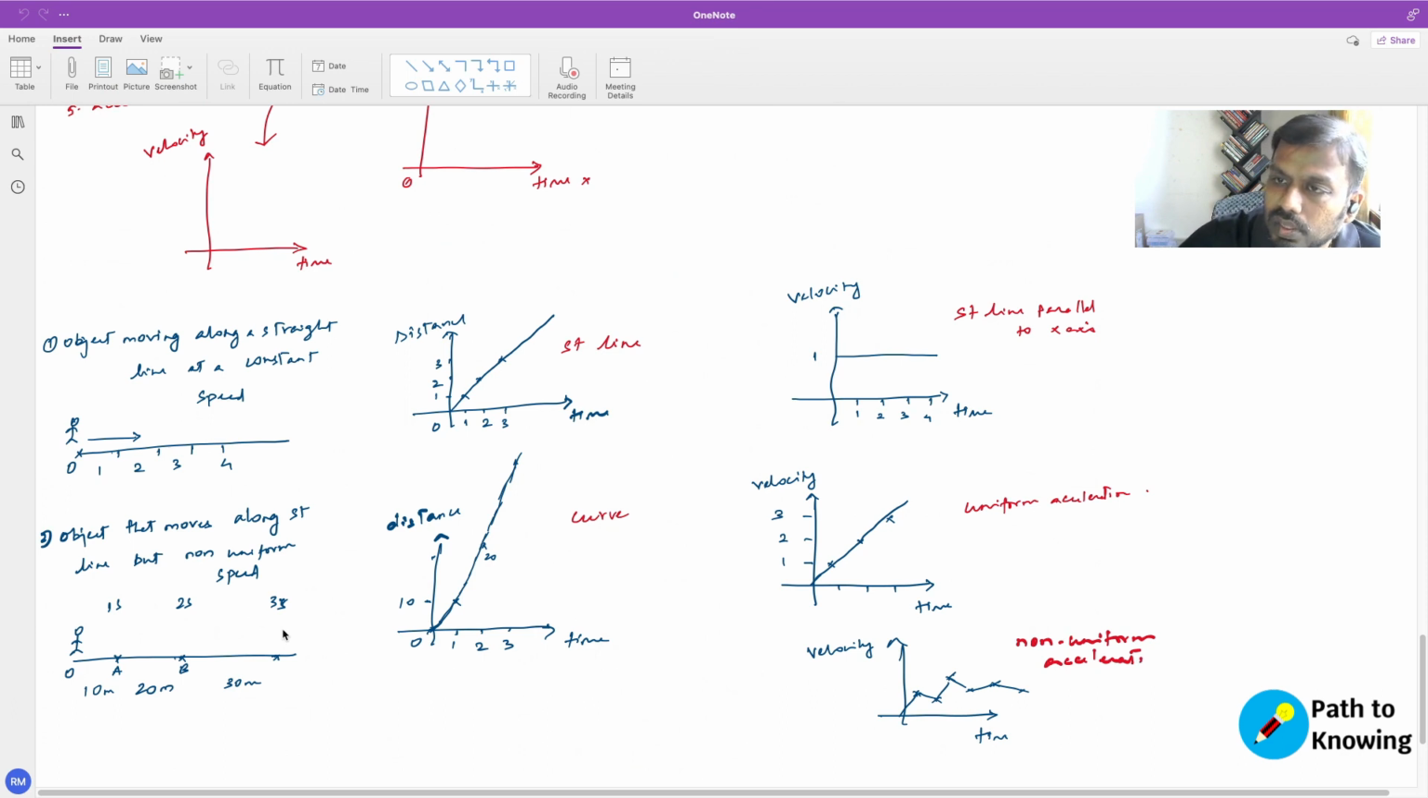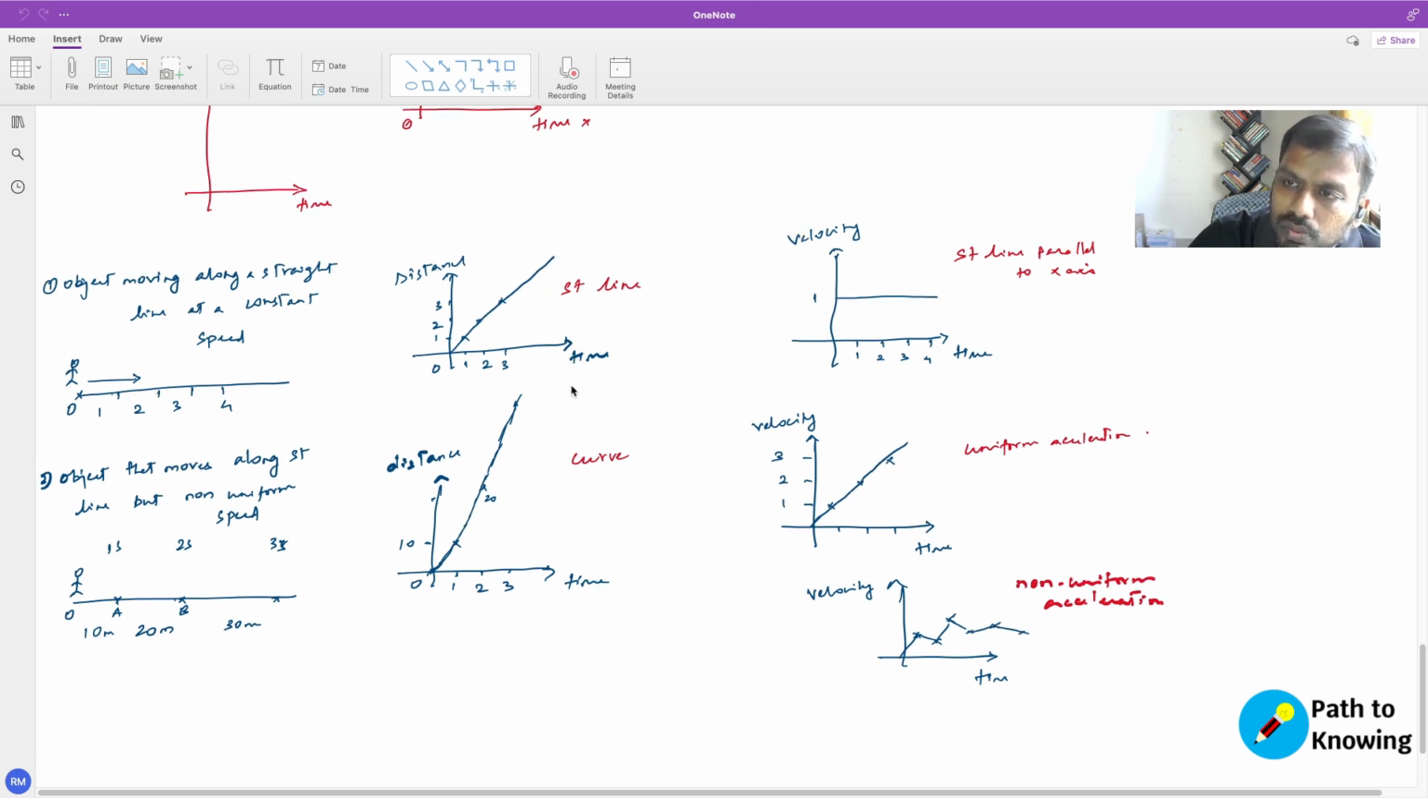So these are the various time graphs, and in the next video, we'll go ahead and derive some formulas that are going to be relevant for scenarios where an object undergoes uniform acceleration.